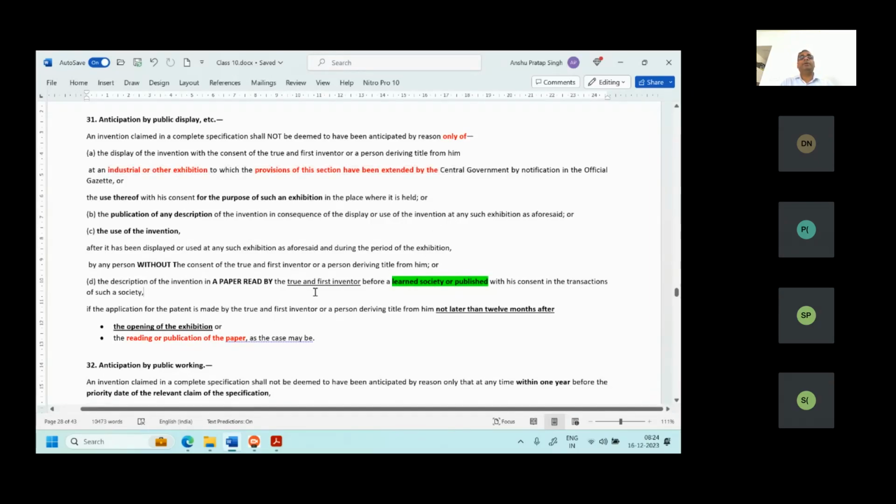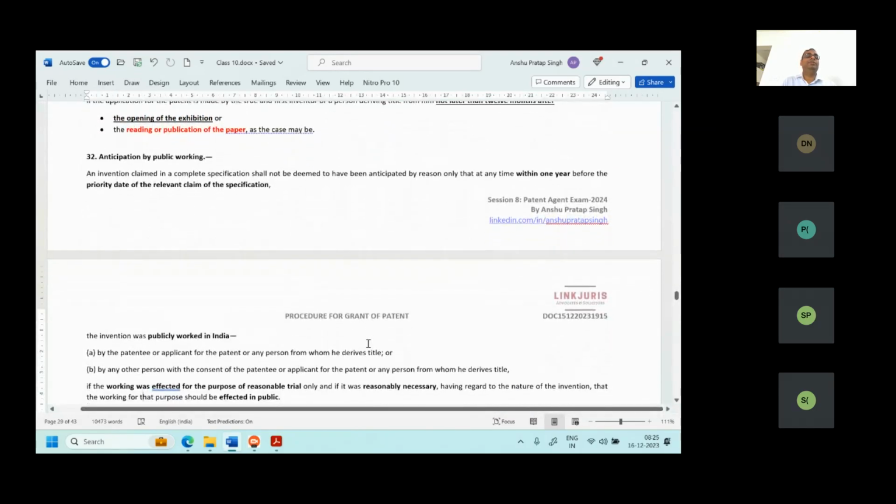Then comes paper read by a true inventor. If in a learned society or in its transactions, your paper is being published with your consent and you have read it there, then also it will not be considered as anticipation.